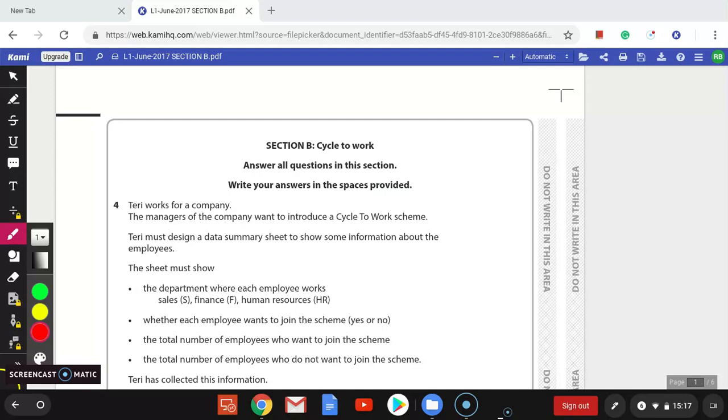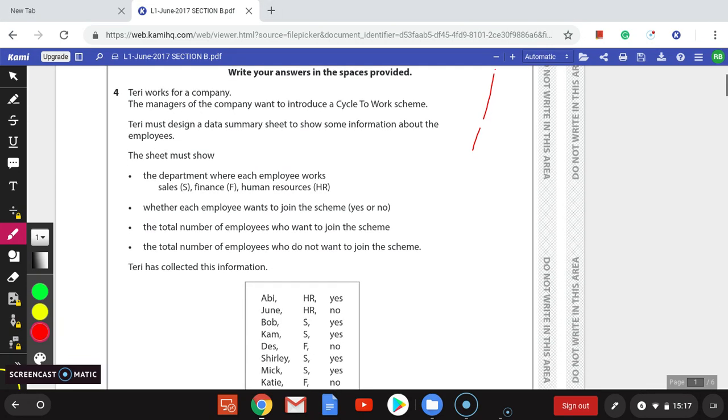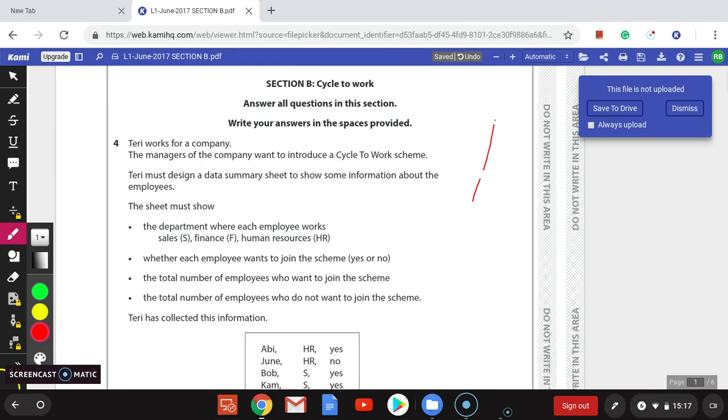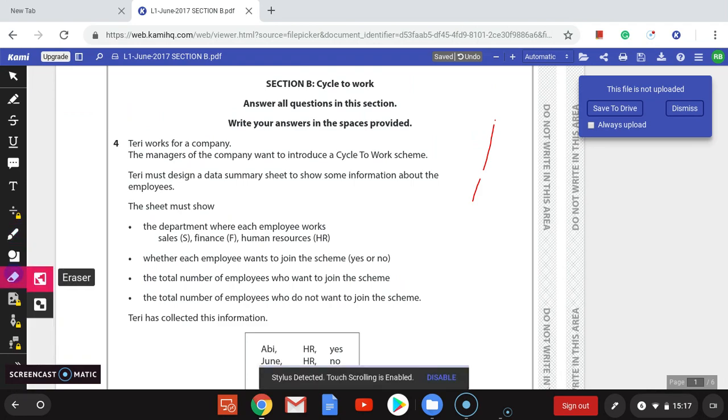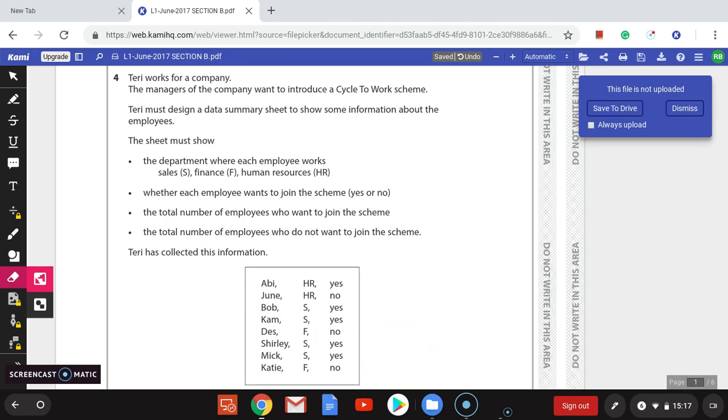Section B of the test paper. Terry works for a company. The managers of the company want to introduce a cycle to work scheme, and Terry must design a data summary sheet to show some information about the employees.